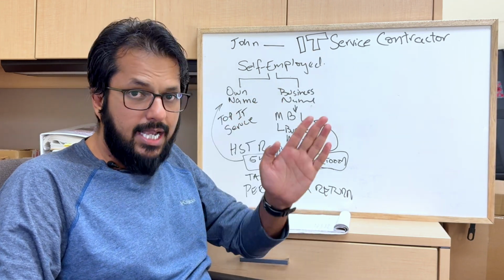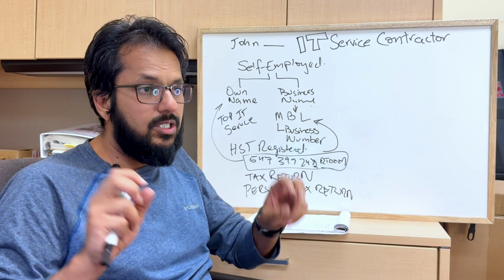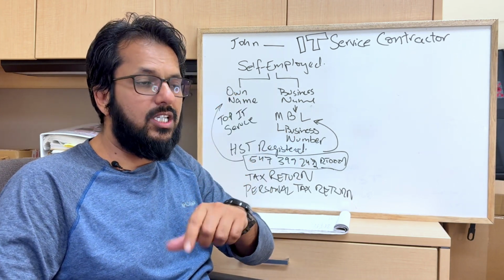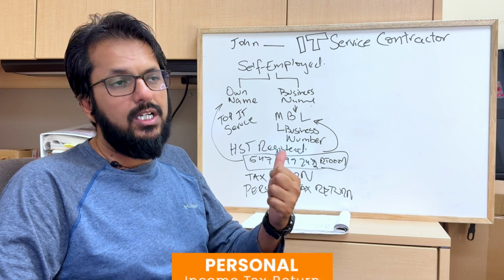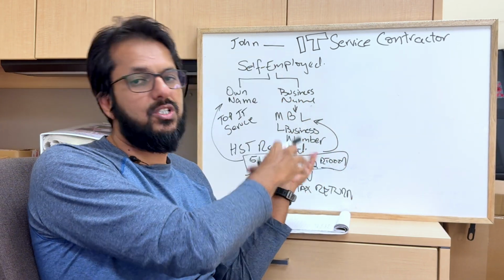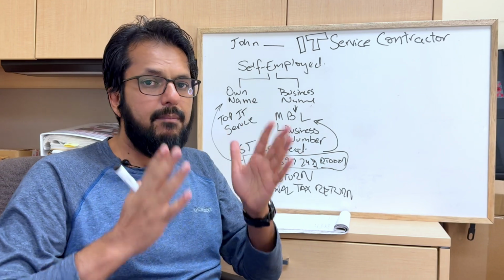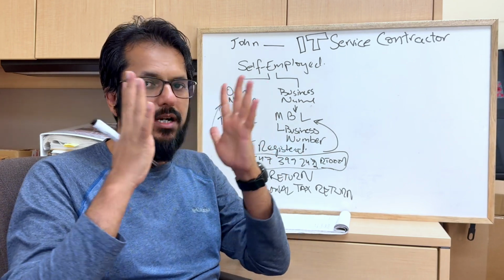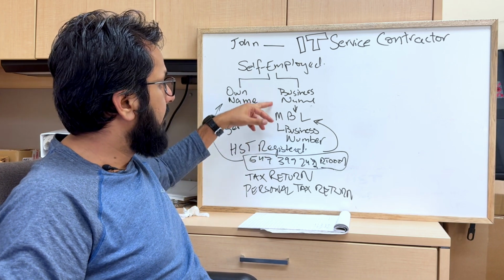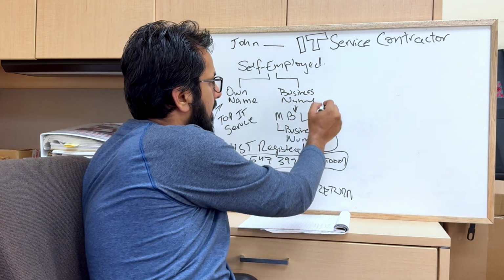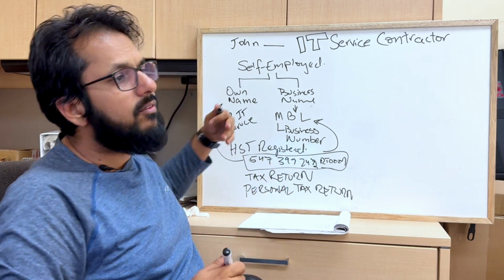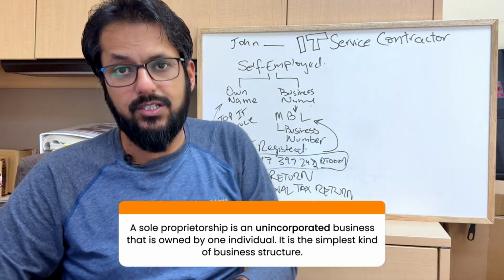So the income tax return is going to be his personal income tax return. His business information is going to go into his personal income tax return. Why? Because the business and John are the same entity. Okay, if he gets a business name and all that, we can also call it a sole proprietorship as well.